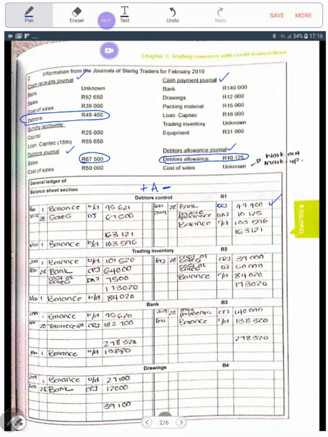What do I do now, grade 9s? I will then balance the account out. I will figure out which side is the bigger side.